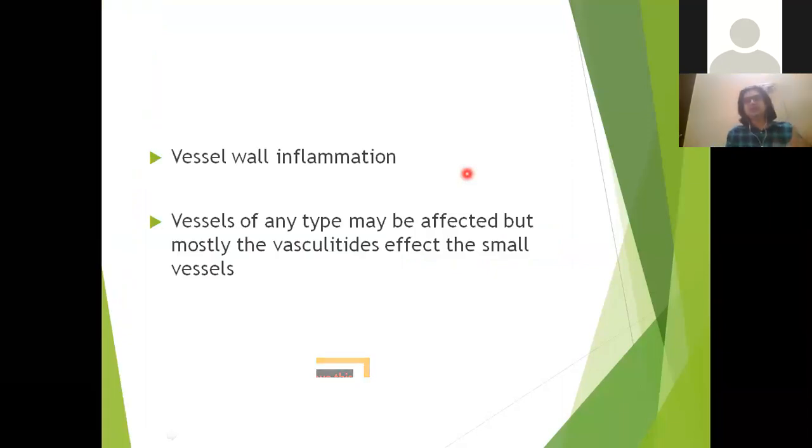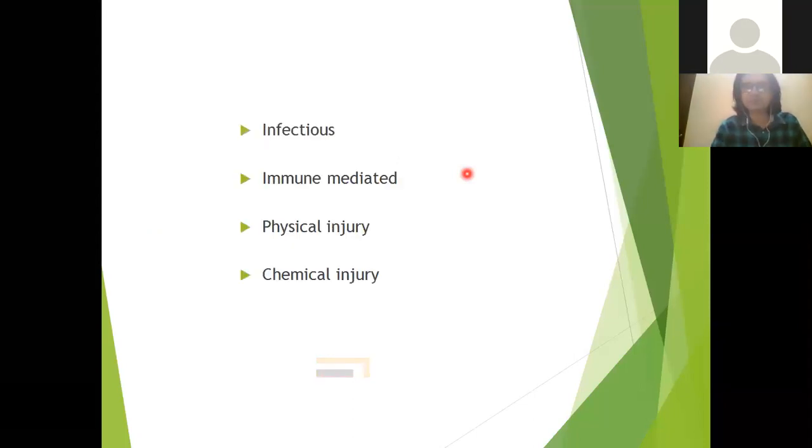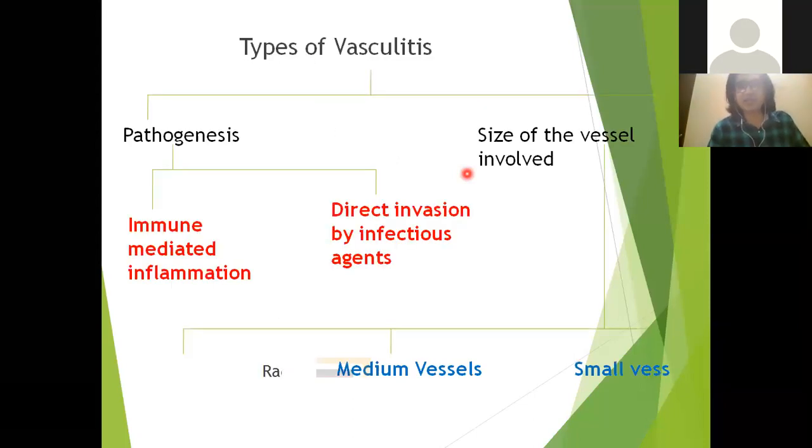Okay, so as the name is telling you, vasculitis is vessel wall inflammation, right? And you know that we characterize the vessels into arteries and veins, and then we characterize arteries into large or elastic arteries, then medium size or muscular arteries, and then small size arteries. So similarly, we will classify vasculitis into large vessel vasculitis, then medium vessel vasculitis, and then small vessel vasculitis. Okay, what causes vasculitis?